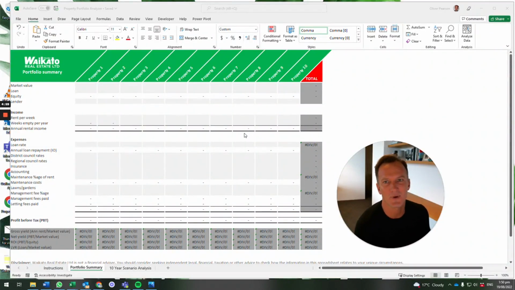Okay, so straight into it, and here we are at the portfolio summary tab. We're going to start off here by analyzing one property, but this sheet works as well for 10 properties as it does for one. So off we go.